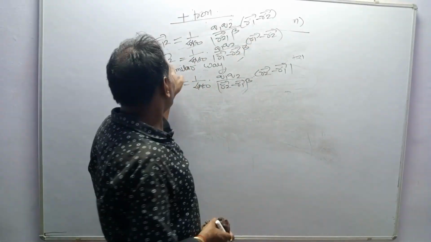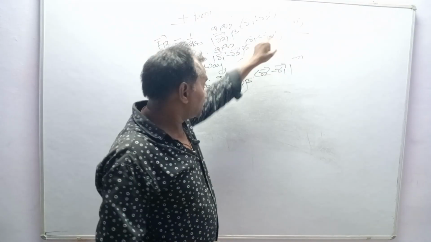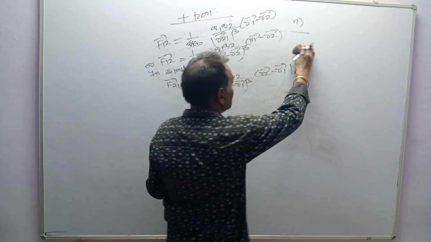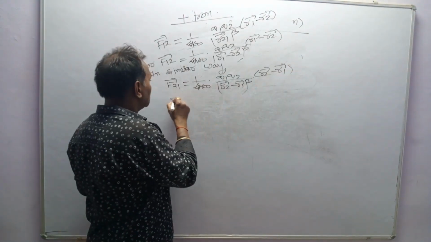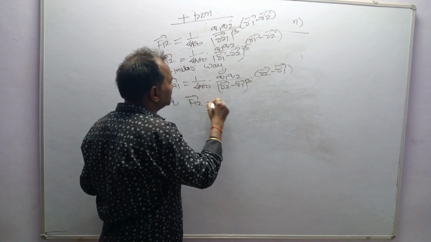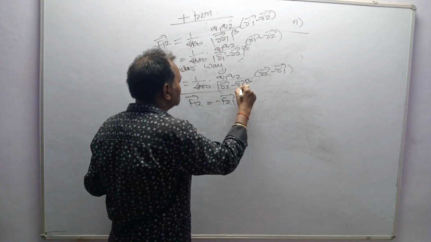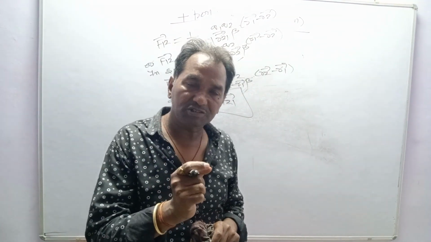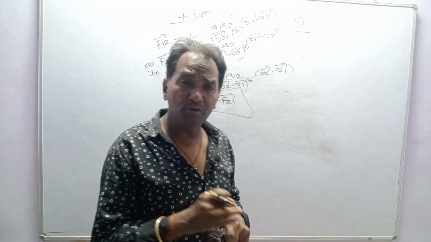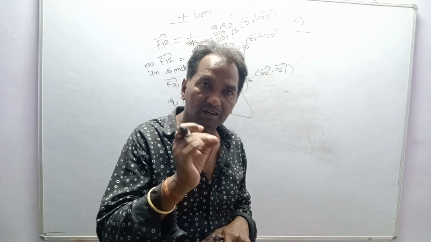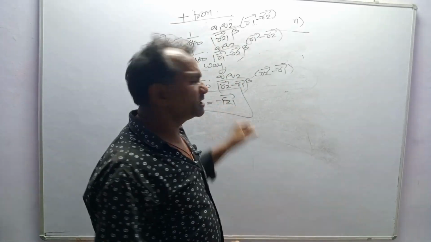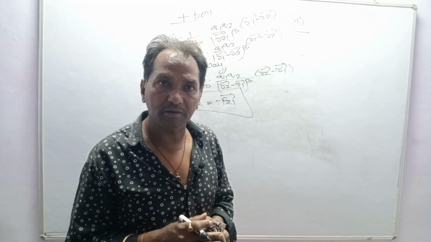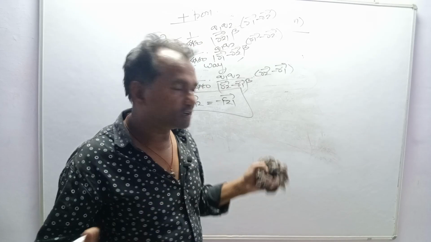But look here, in F12 you have vector R1 minus R2, and in F21 you have vector R2 minus R1. So F12 is equal to minus F21. F12 is the force acting on the first charge due to the second charge. F21 is the force acting on the second charge due to the first charge. Both are equal in magnitude because they are mutual forces. The forces acting between them are equal but opposite in direction.